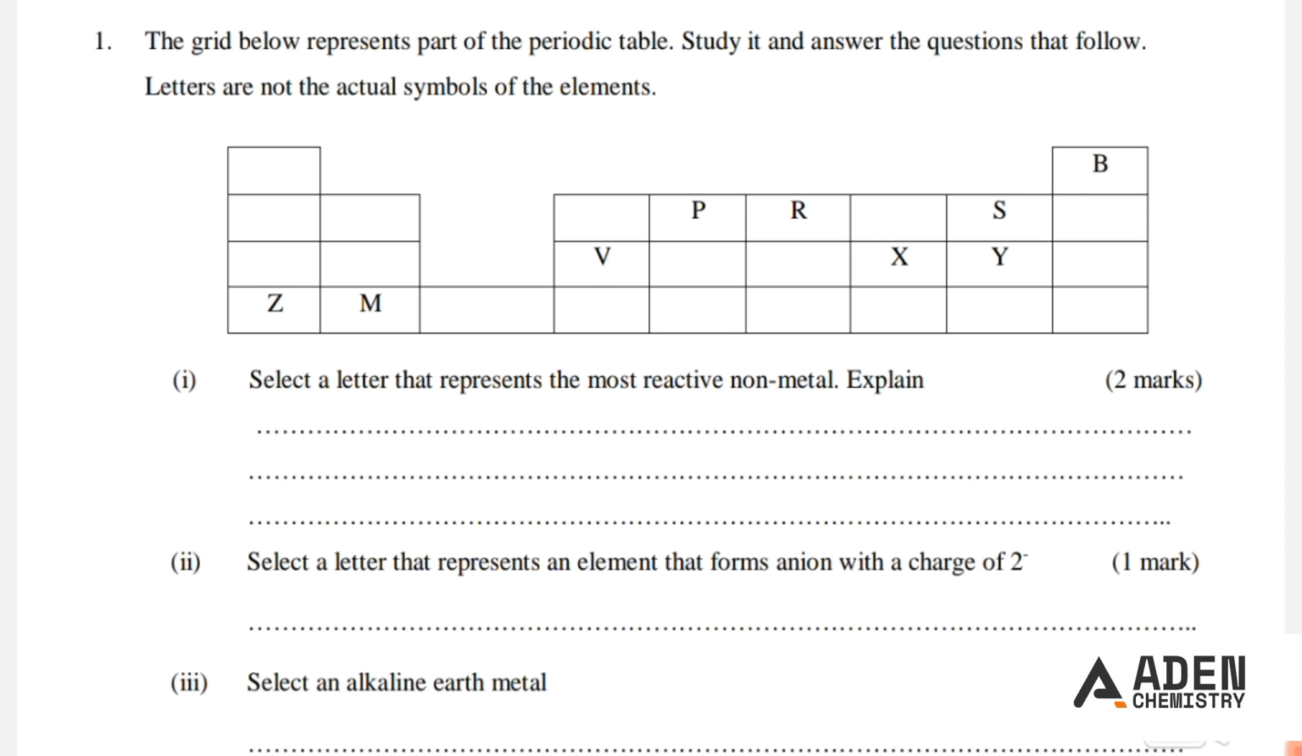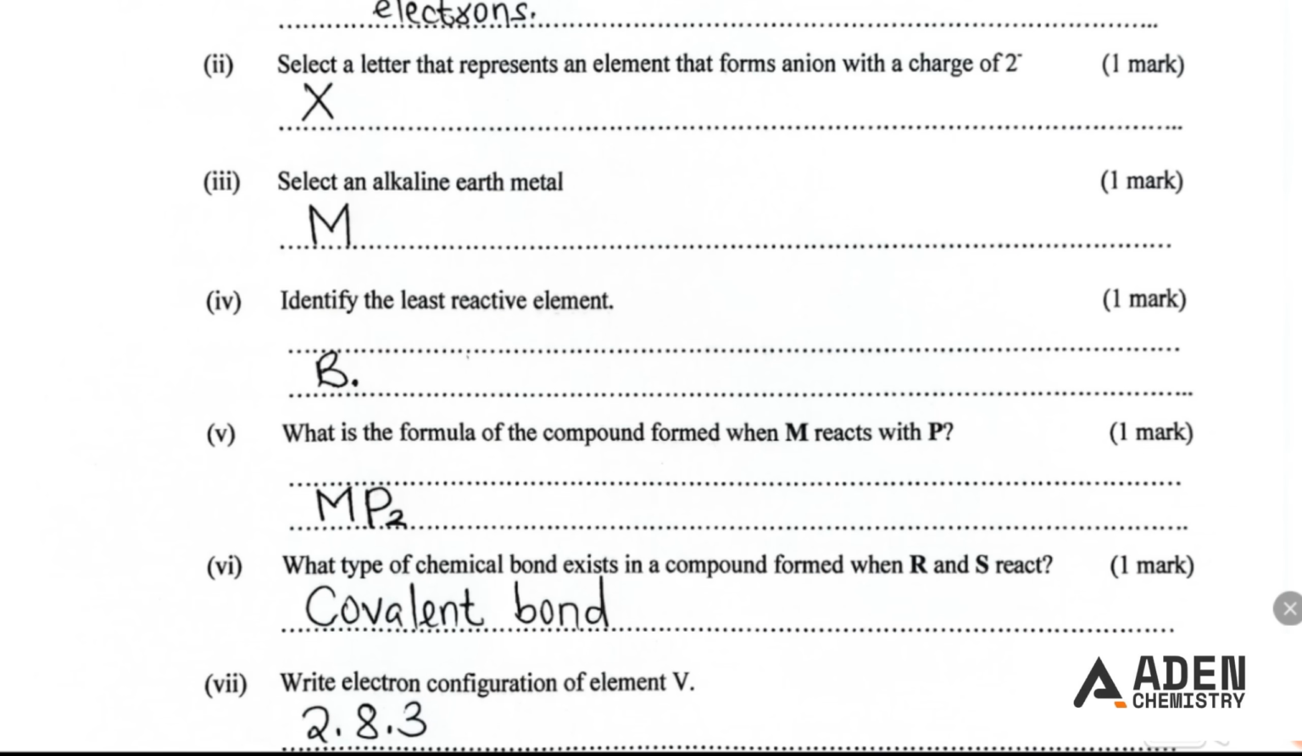So now let's check the answers for those before we proceed to Roman 7. We are in Roman 4. We are told to identify the least reactive element, and we picked B because B was on the side of the noble gases. Remember, we said they are inert, or non-reactive, or they neither gain nor lose electrons. For that reason, they will be the least reactive. Roman 5. We are told what is the formula of the compound formed when M, which was calcium, reacts with B, which was carbon. So we are going to have calcium carbide, so we write MB2.